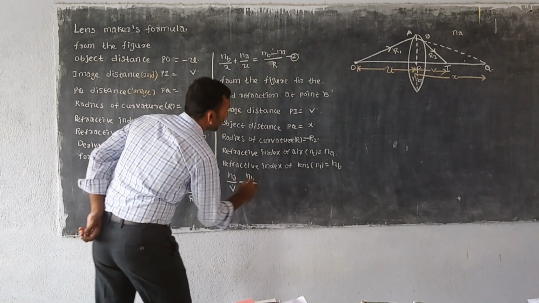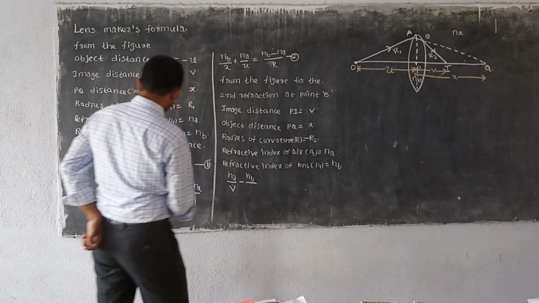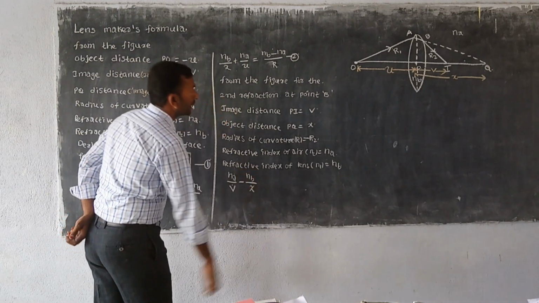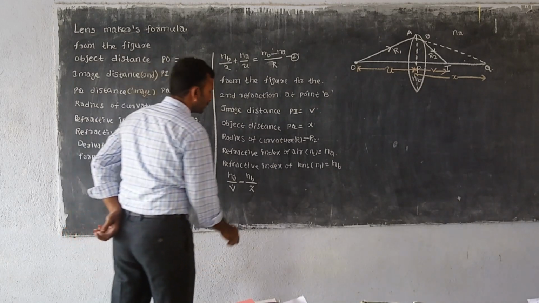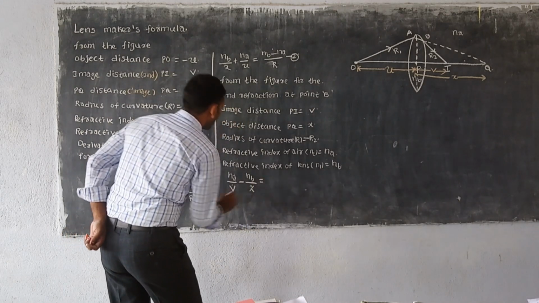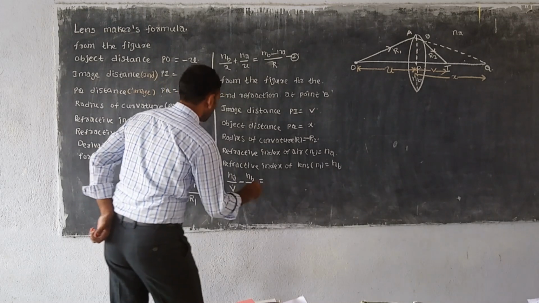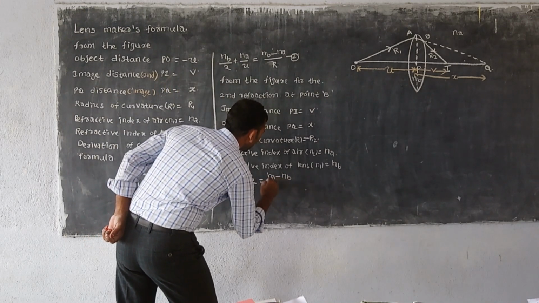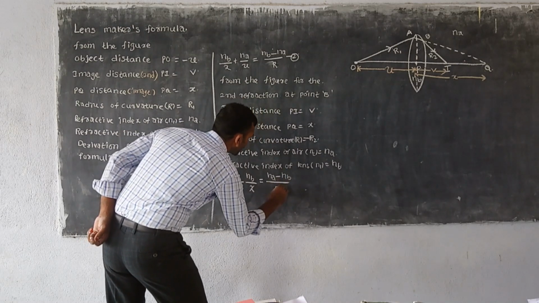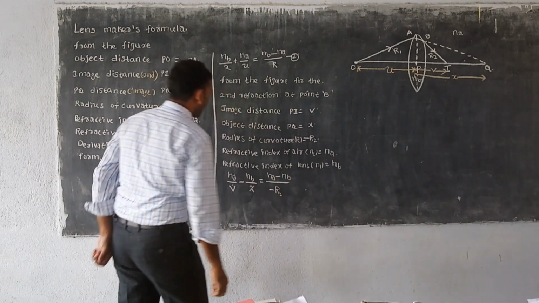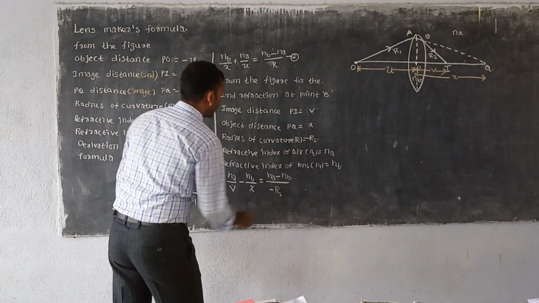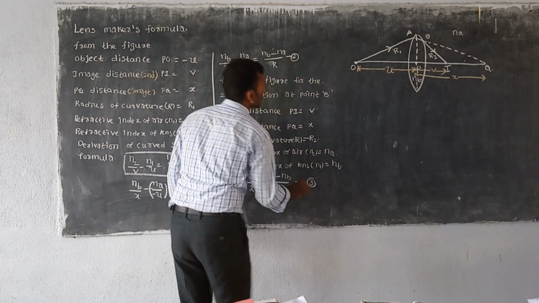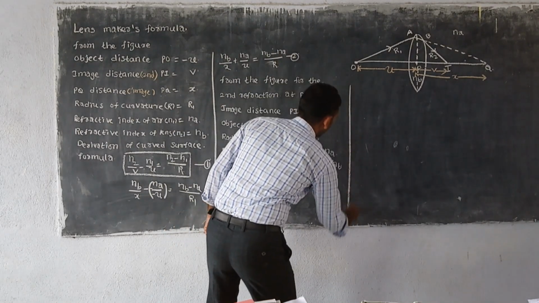NB minus NB by U. U means X, object distance. So equals N2; again N2 means N2 minus N1, NP by R, R means radius of curvature, R2. This is equation 3, right?